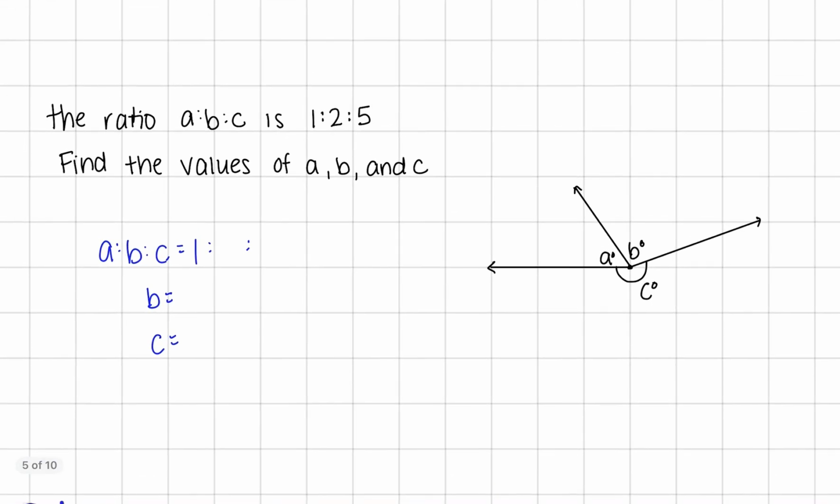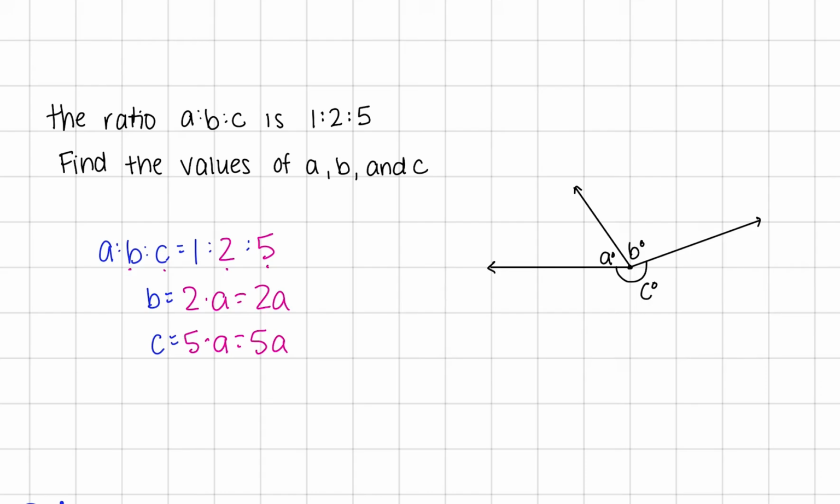Now, here's the true test. Can you solve it using a ratio? Okay, so the ratio of A to B to C is 1 to 2 to 5. Find the values of A, B, and C. Here's the diagram. Pause this video and come back and check your work. All right, so you should know that your ratio is 1 to 2 to 5, which means that B is 2 times A, which is 2A. And C is 5 times A, which is 5A. All right?